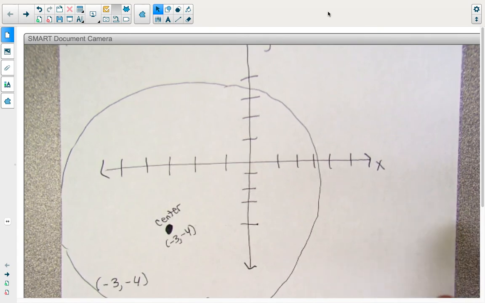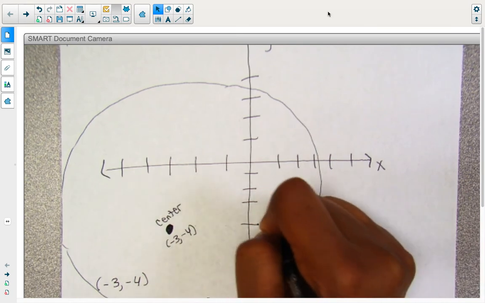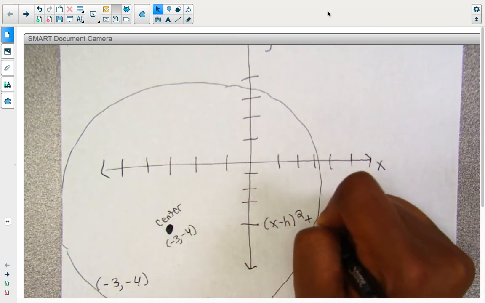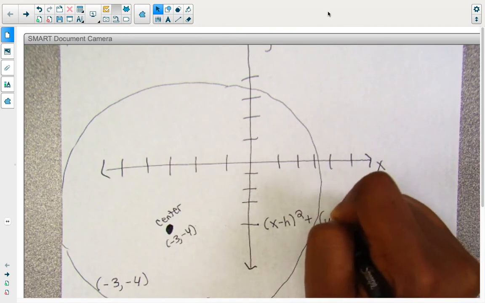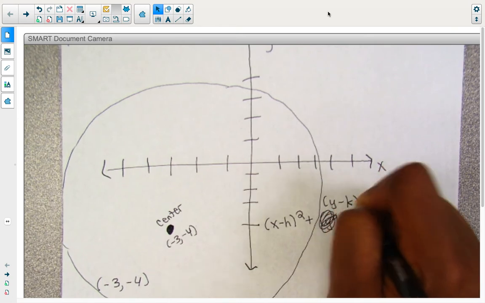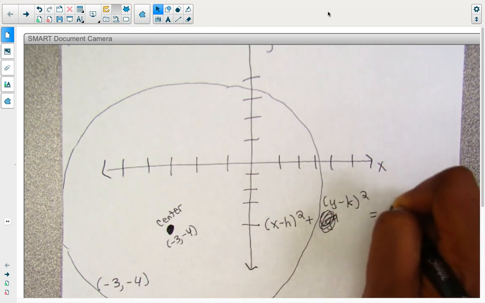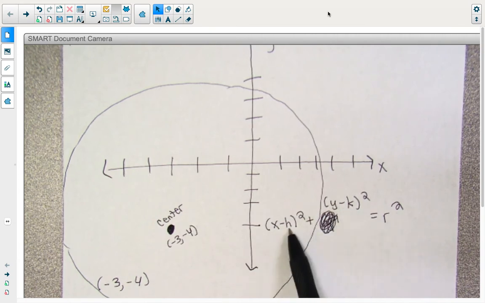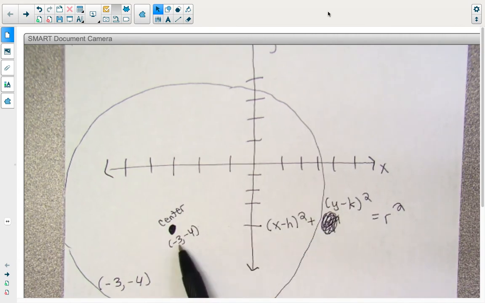So the equation that we'll be looking for, let's write our formula down. I'm going to write the formula over here. (x minus h) squared plus (y minus k) squared equals r squared. Sorry for the little scribble there, but here we go. So we're going to plug in what we know. h and k represent the center of your circle. My center is (-3, -4).